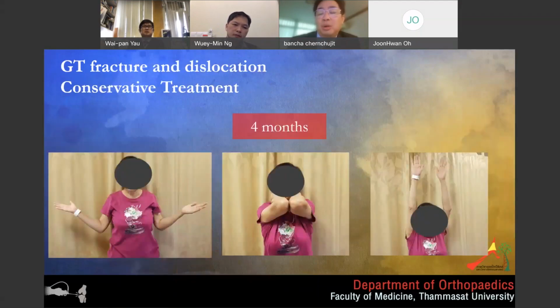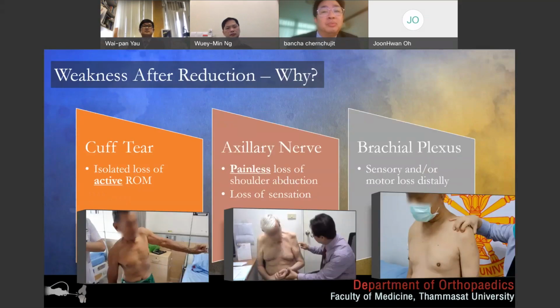And this is the result. I saw many young surgeons do a lot of GT surgery because they treat it conservatively in the wrong way. So if you do it the right way, the patient will have a good result like this. This is 4 months after the conservative treatment.